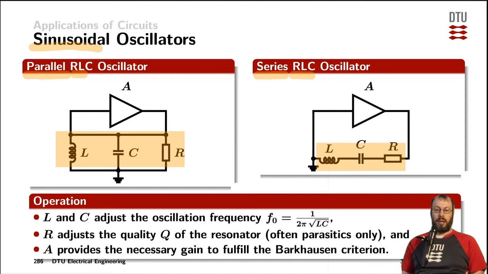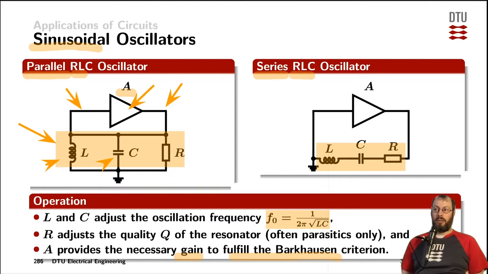The characteristic time constant of those components are defining the oscillation frequency and the necessary gain to fulfill the Barkhausen criterion is provided by an amplifier which also provides the minus sign from the summation point as it can be an inverting amplifier. So in the case of the parallel RLC oscillator, we use the output voltage of the amplifier applied across the RLC network and feed it back into the input of the amplifier, where the RLC network is providing minus 180 degrees phase shift from the L and the C, and the other 180 degree phase shift from the minus sign come from the amplifier.